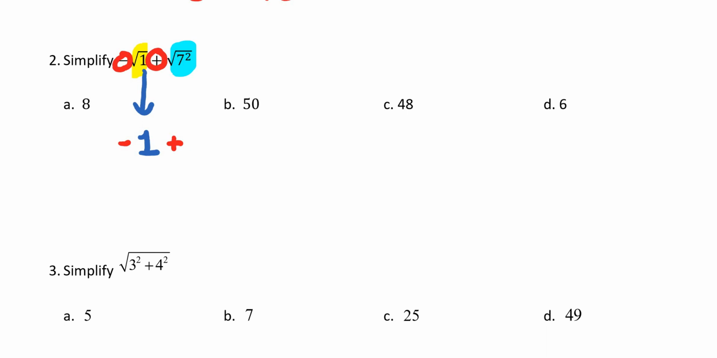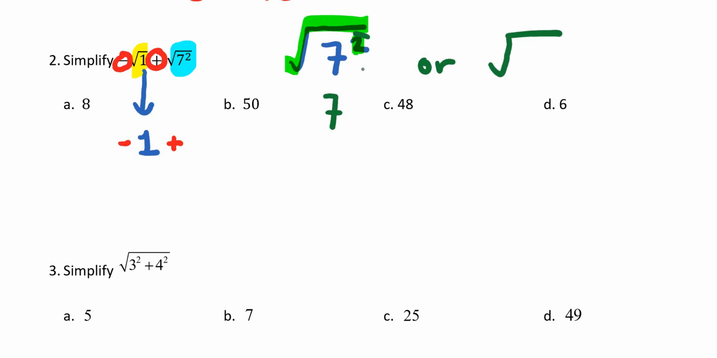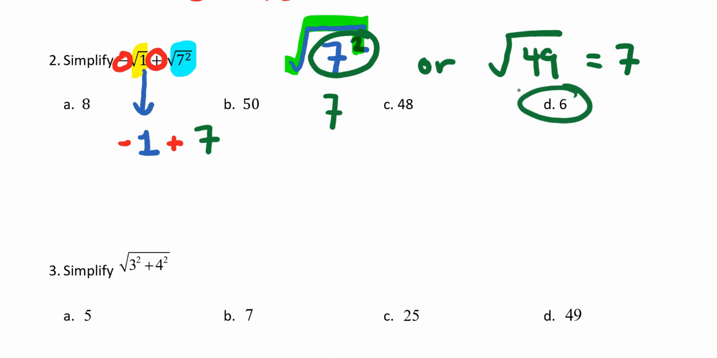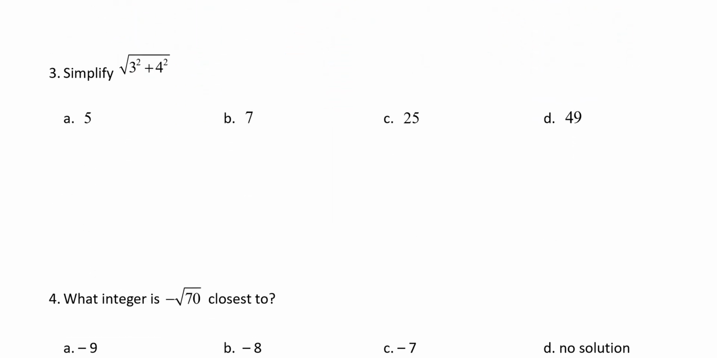There are 2 ways you can think about this. The quicker way is what we talked about: the square root sign and the power 2 just cancel off, giving you just 7 as the final answer. Or ask yourself, what is 7 squared? Well, 7 squared is 49, and the square root of 49 is 7. So you will add plus 7 to that. So negative 1 plus 7 is the same thing as 6. Okay, let's move on to question number 3.